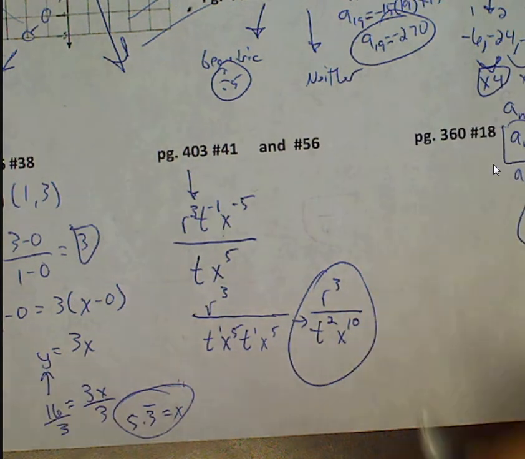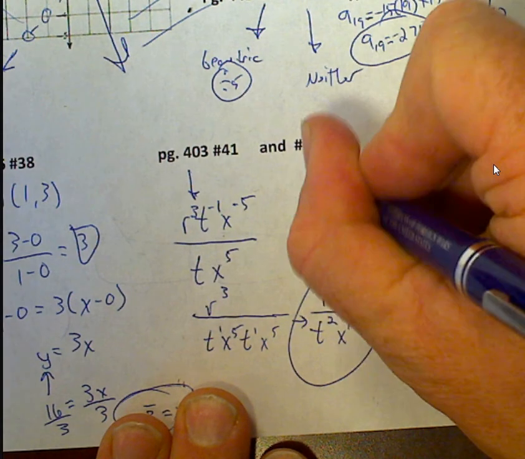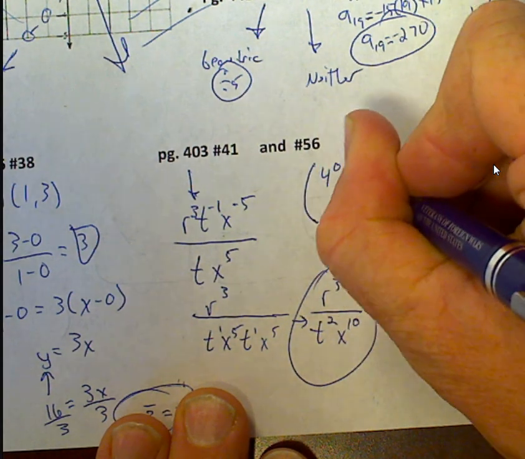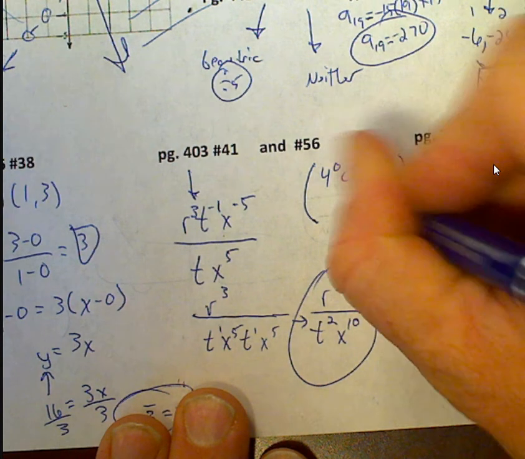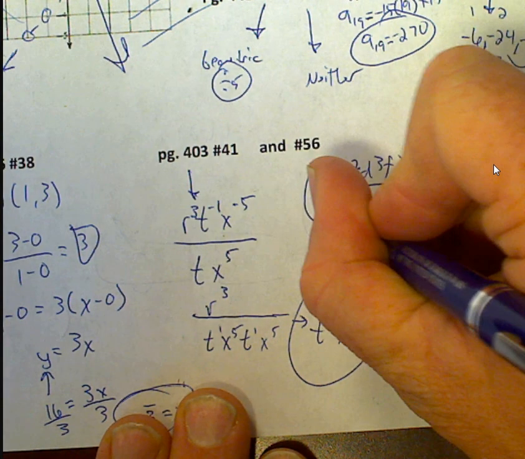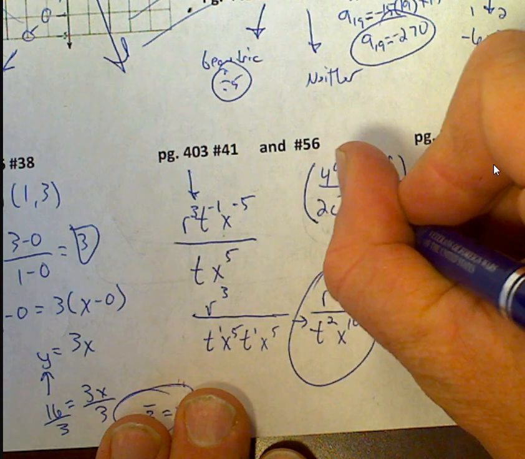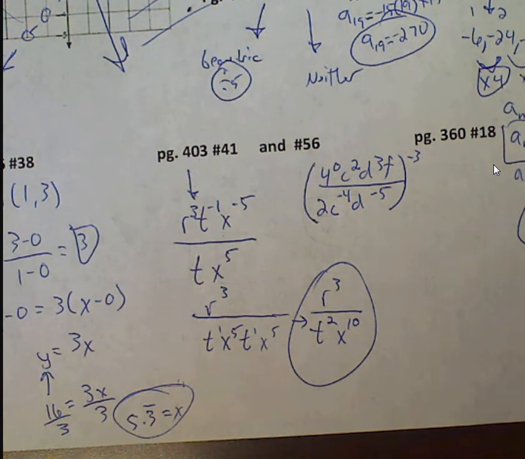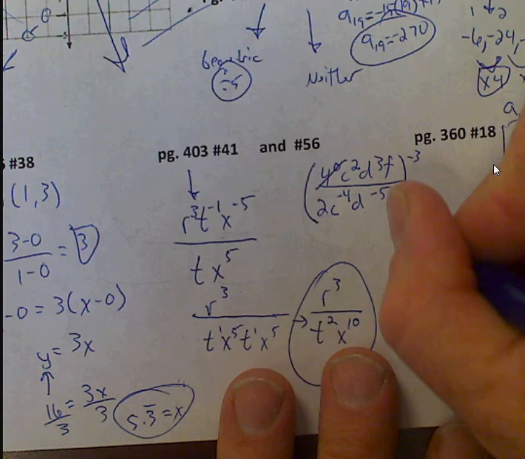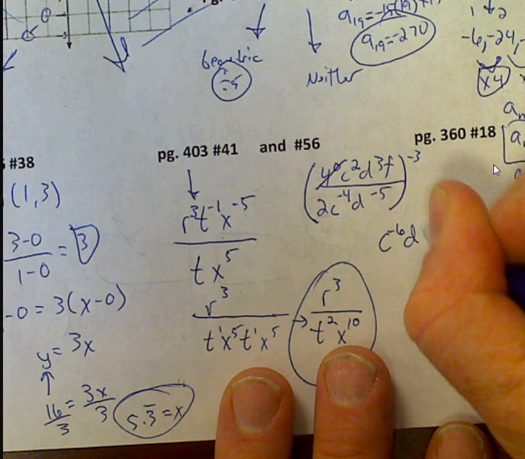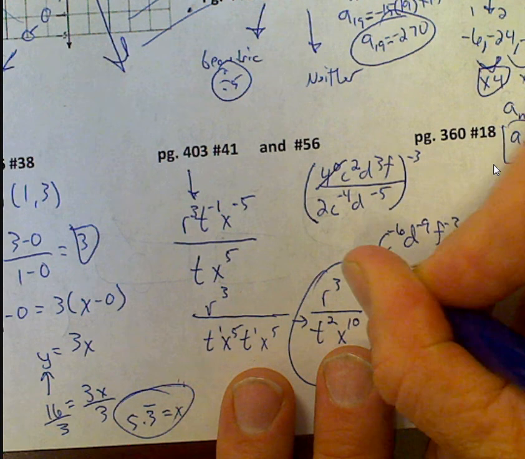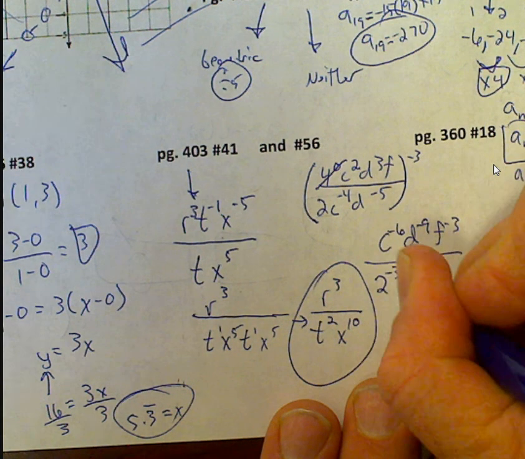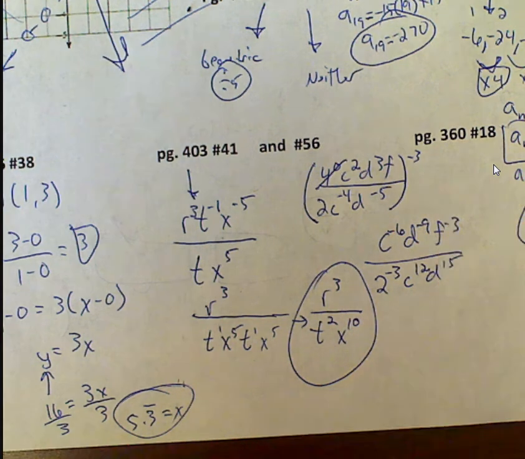Number 56. 4 to the 0, c to the 2, d to the 3, f, over 2c to the negative 4, d to the negative 5, all raised to the negative 3. I have to distribute the negative 3 to everything. I already know that this 4 to the 0 is going to cancel, so I don't need to distribute to that. C to the negative 6, d to the negative 9, f to the negative 3, over 2 to the negative third, c to the 12, d to the 15.